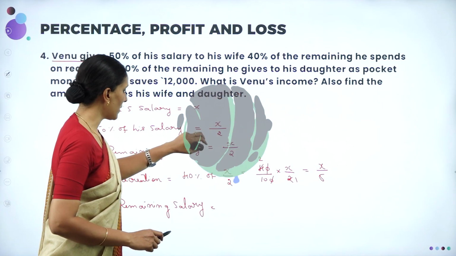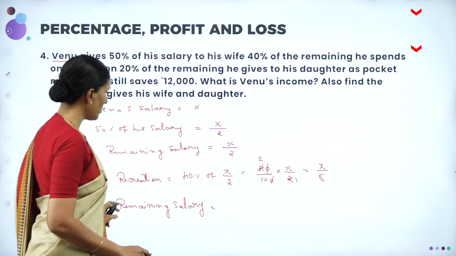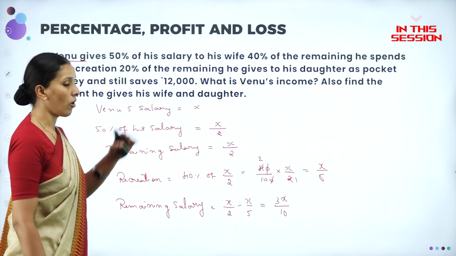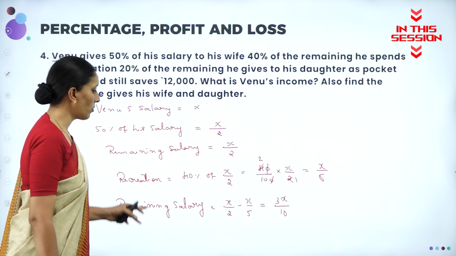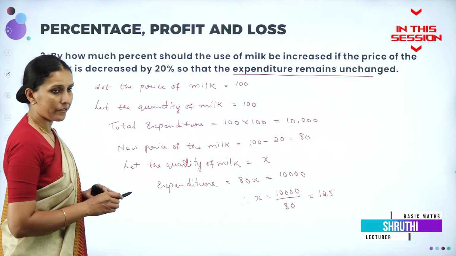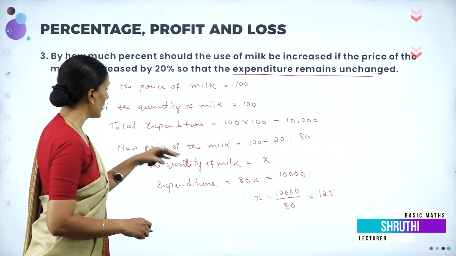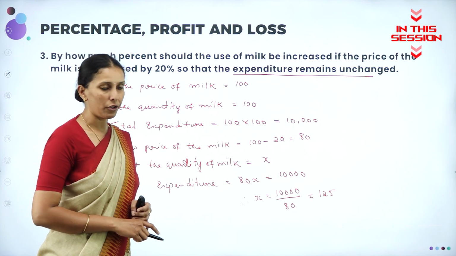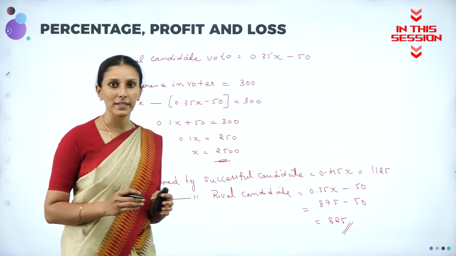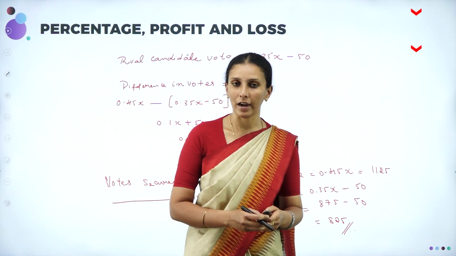And out of the 50%, he spent 40% of the remaining salary on recreation. Every time he spends on somebody else, we need to find out the remaining salary. The price and the quantity are taken in hundreds, so then the total expenditure will be same as the new price as well as the quantity of the milk. The concept of percentage helps to calculate many situations under different conditions.